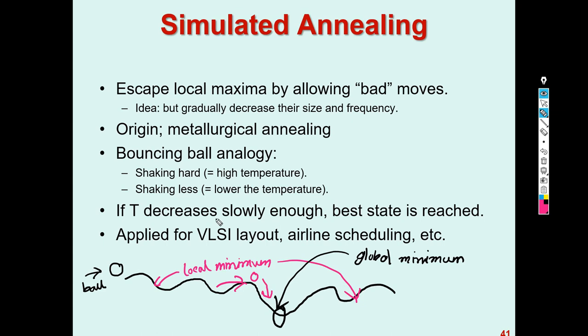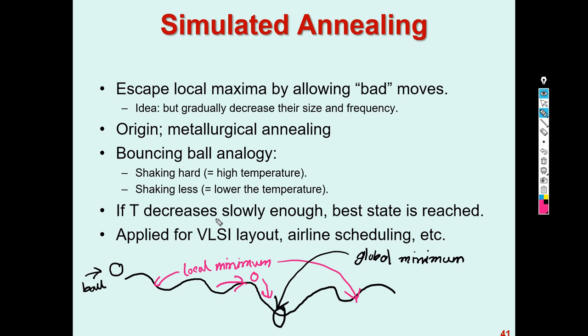So we need to shake it hard, but not hard enough to dislodge it from the global minimum value. So we need to make sure the intensity of shaking should decrease so that the ball may not get out of the global minimum value. So if you think of this rolling ball analogy, it might help you understand the concept better.